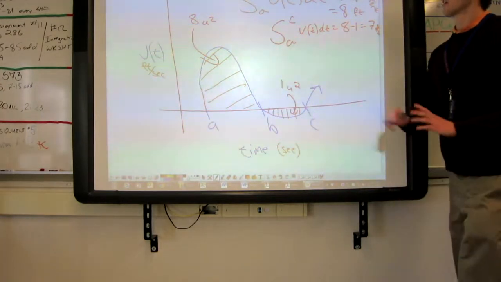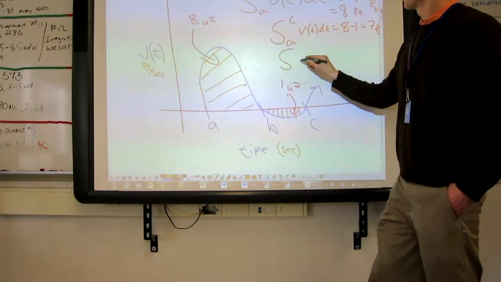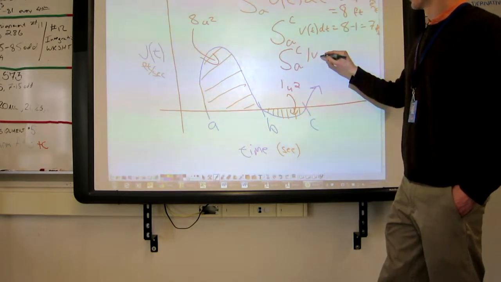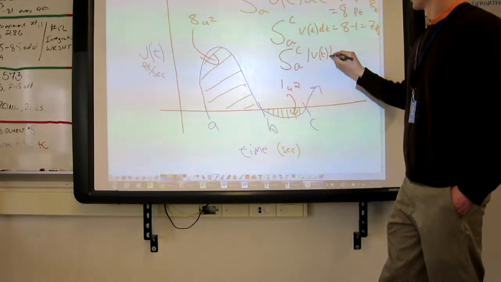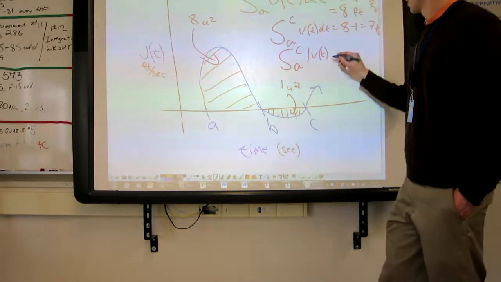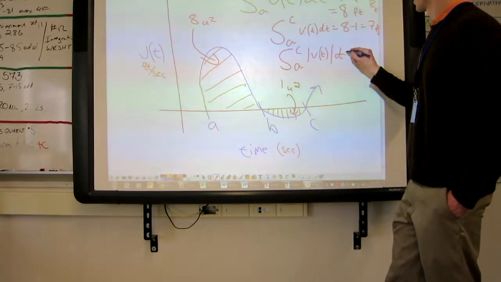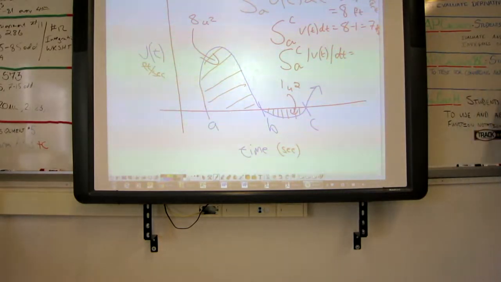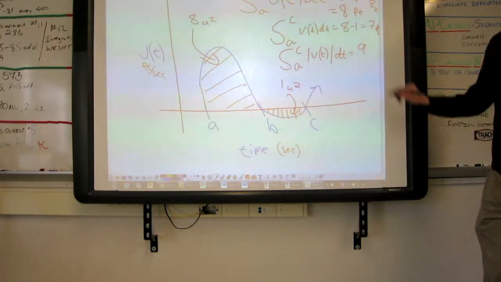Okay. So now let's look at this, guys. Integral from A to C of the absolute value of v of t dt. If anyone can tell me what this is, I will give you a point. Integral from A to C of the absolute value of v of t dt. I'll give you a point if you... 9. It's 9, so you guys get the point. I had that too. So it's 9 feet.